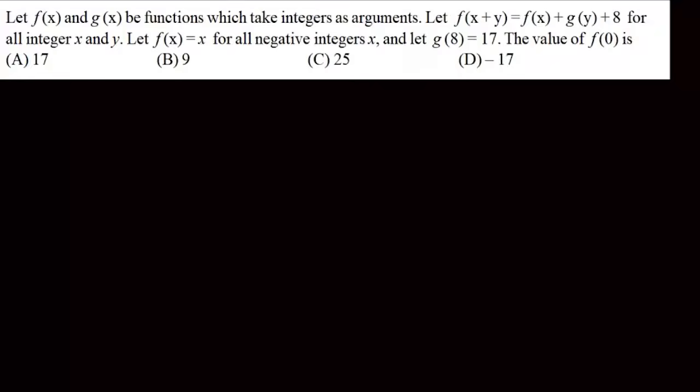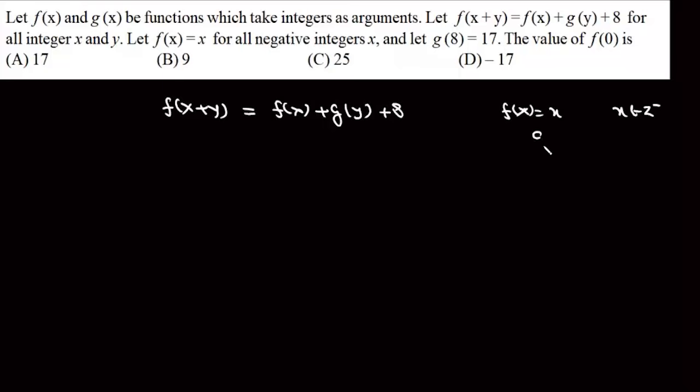The question is, let f(x) and g(x) be functions which take integers as arguments. So domain is integers and we are given let f(x + y) equals f(x) plus g(y) plus 8 for all integers x, y, and says let f(x) equals x for all negative integers. And it also says g(8) is 17. We need to find the value of f(0).